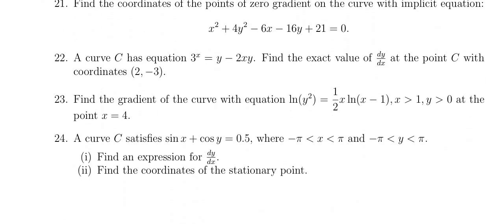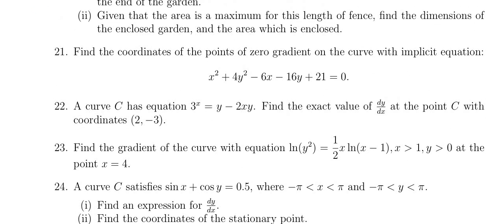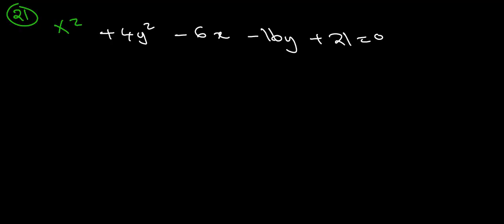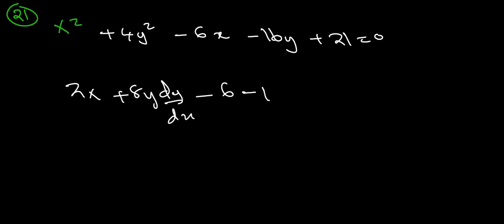Then the next one, they're saying: find the coordinates of the points of zero gradient on the curve with implicit equation. Zero gradient means the derivative is going to be equal to 0. So first of all, we have to differentiate this, using implicit differentiation. We differentiate everything normally, but whenever you differentiate y, you put a dy/dx on the answer that you've gotten. So here, this is what we're going to get. That's a 0.